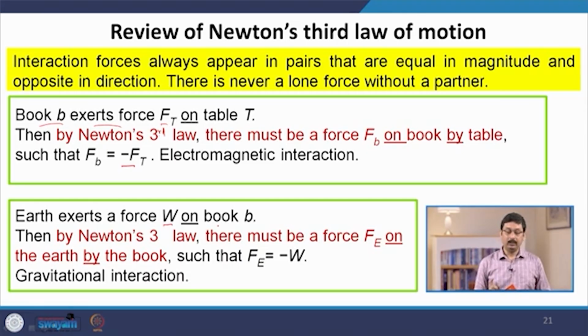Then Newton's third law points out that there must be a force, let us denote it by Fe, on the earth by the book, and this force is equal and opposite to the weight of the book. So, this is the gravitational interaction.